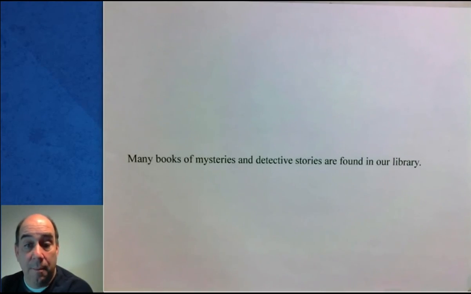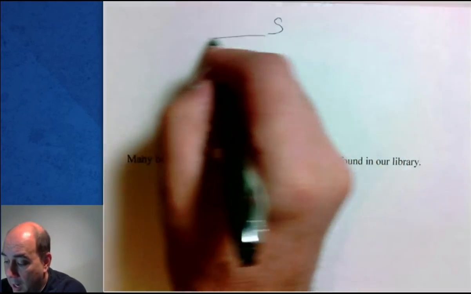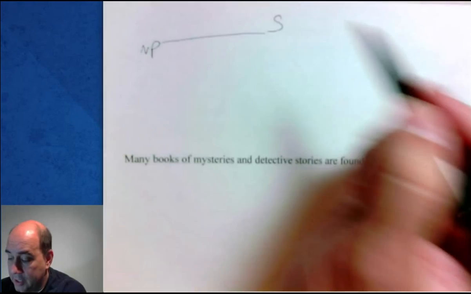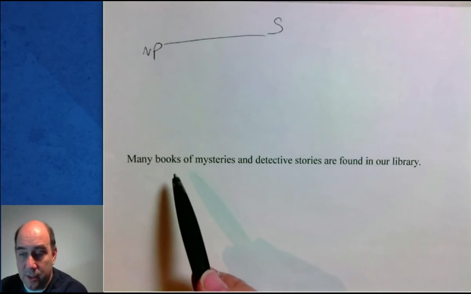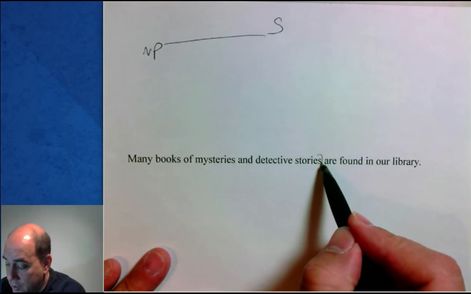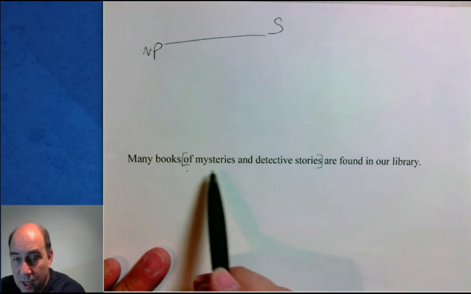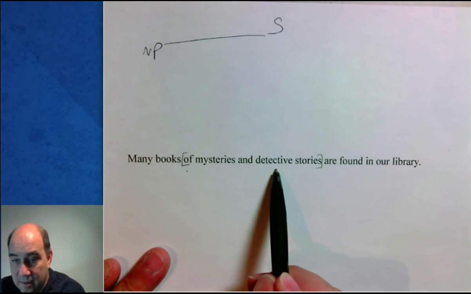There's the last two. Many books of mysteries and detective stories are found in our library. Let's put a big old S up here to begin. And obviously over here we're going to have a noun phrase. Many books. Okay? Of mysteries and detective stories. All this goes with of. Okay? You have a preposition, mysteries and detective stories.